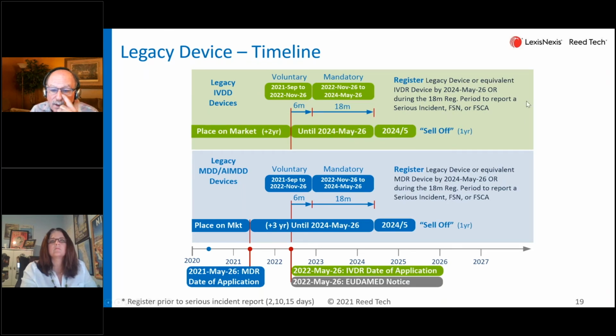additional requirements for in vitro diagnostic. So those manufacturers in the audience that are in vitro diagnostic, here's your timing. Pattern is very similar. Date of application is 1 year later. So that's a quick summary of the registration.